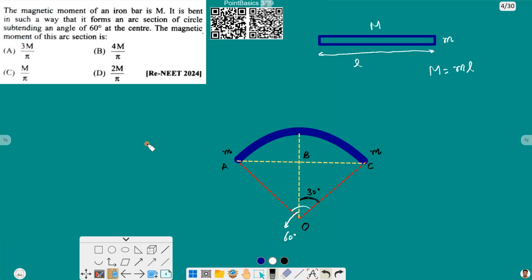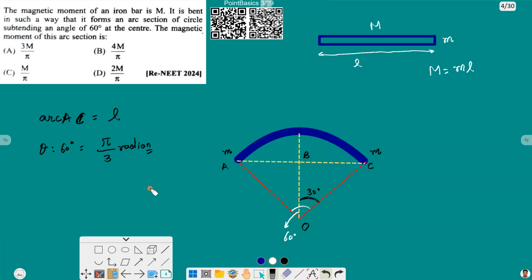So as we know that arc AC, this arc AC is equal to L, that is the original length of the magnet, and here theta is equal to 60 degree, or 60 degree is equal to pi by 3 radian.